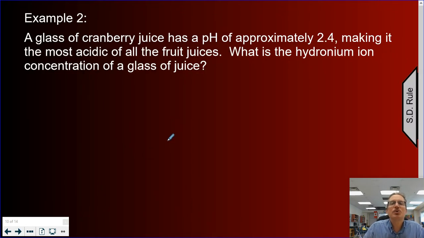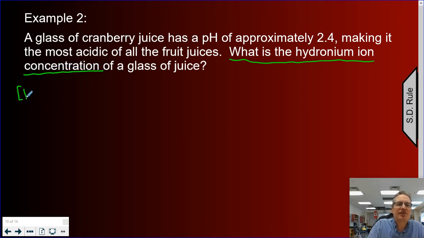Okay, why don't you try an example? Copy the question, try getting the answer, and then unpause the video to check your work. So, example 2. A glass of cranberry juice has a pH of approximately 2.4, making it the most acidic of all the fruit juices. What is the hydronium ion concentration of a glass of juice?